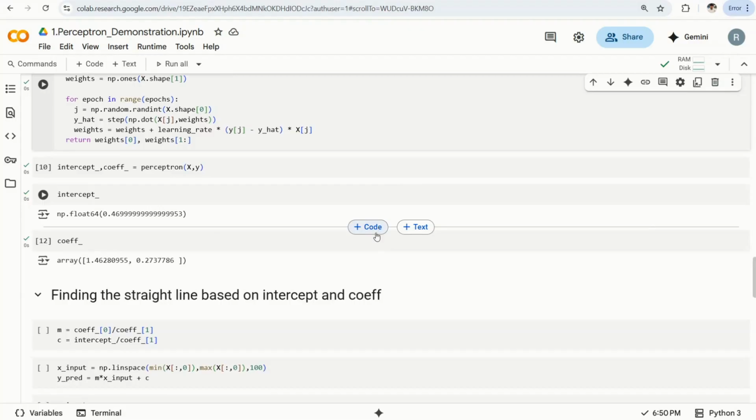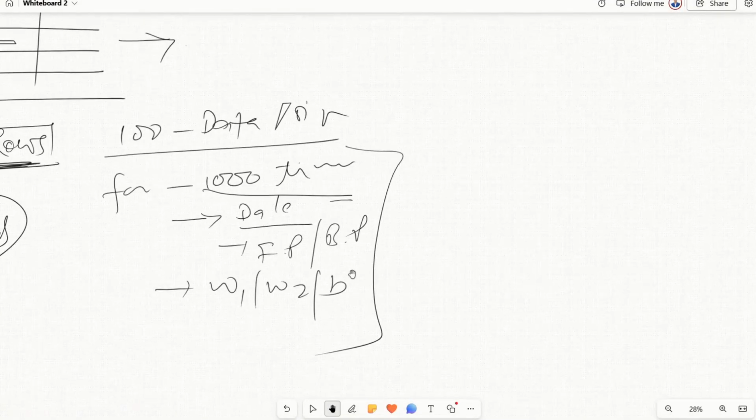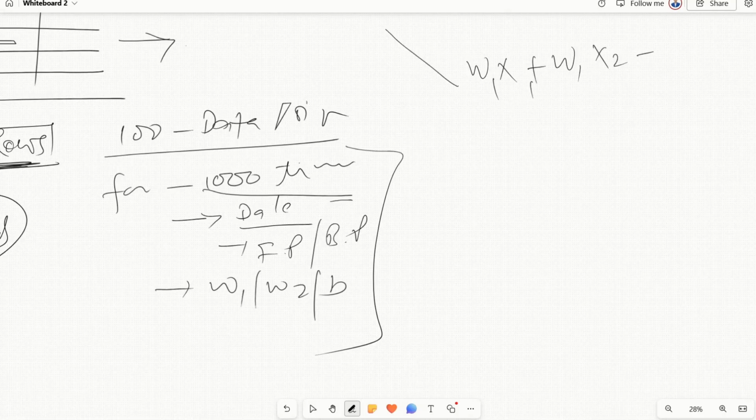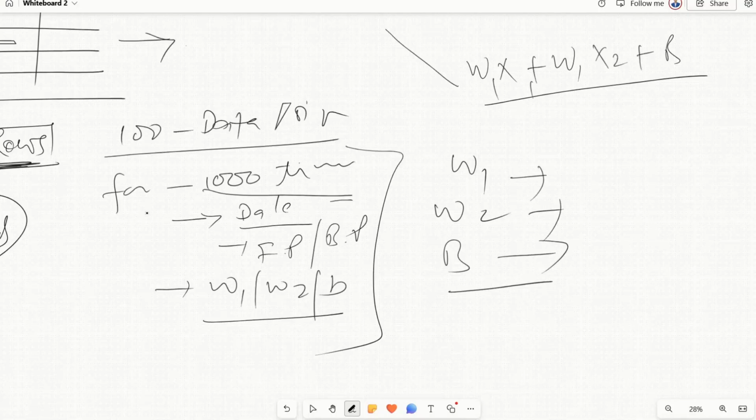Now I want to draw the line. After this iteration, you find three things. Suppose I want to draw a line. In order to draw a line, what do we need? We need w1 x1 plus w2 x2 plus b. So I need w1, I need w2, and I need the bias. I need three things to draw a line, which I already got. After this iteration, I found w1, w2, and b. If we have these three pieces of information, I can draw a line.